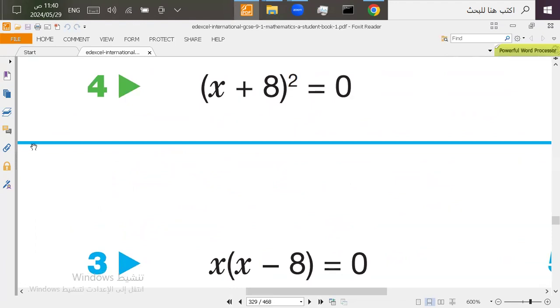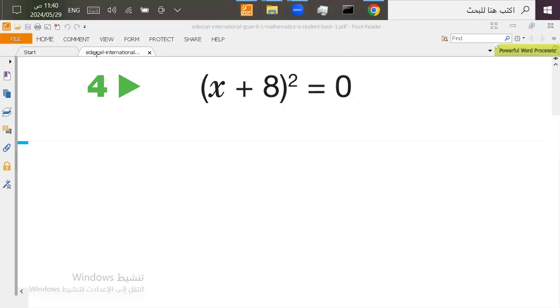So here, let's cover this. Now to solve this one is already factorized. So x plus 8 squared is going to be 0. So this means what? It means that these two brackets, like this, x plus 8 and x plus 8 will equal to 0. This is the meaning of this equation.